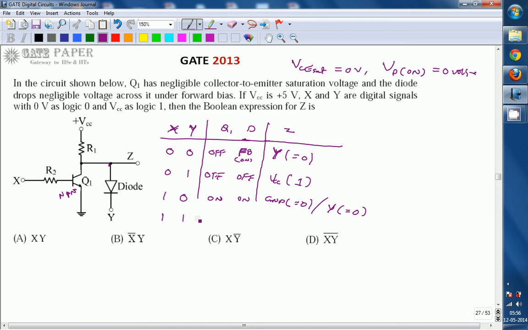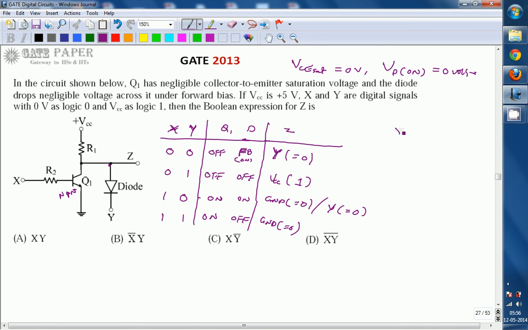Next, consider the 1-1 condition. Whenever it is the 1-1 condition, the transistor will be in the on condition and the diode will be in the off condition. So by this time the diode will be disconnected from Z, and Z is connected through this transistor in the on condition towards ground. So the output will be ground, and that is 0 volts.